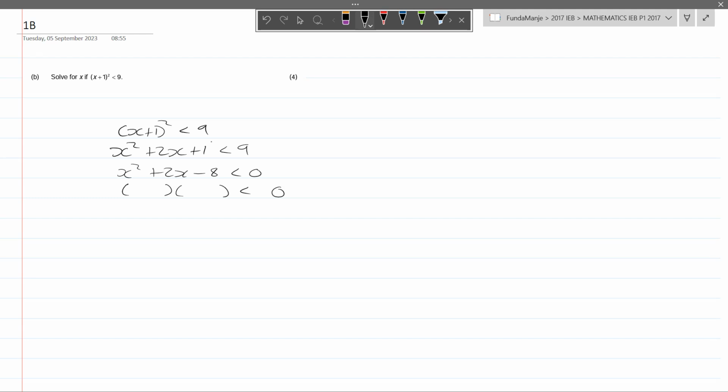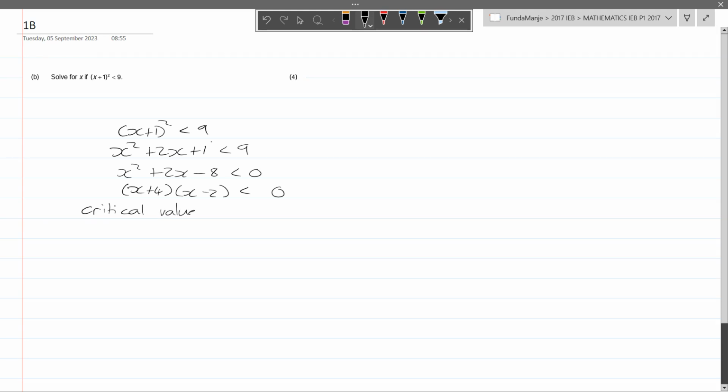So the factors of minus 8 that we can add to give us 2 would be 4 and 2. And you would say (x + 4)(x - 2). So 4 minus 2 gives us positive 2, and 4 times negative 2 gives us negative 8. Cool. Then from this we don't get our answers, but we get the critical values, which help us to determine what our answer is going to be.